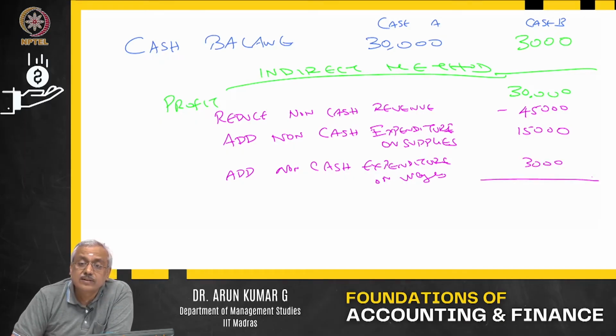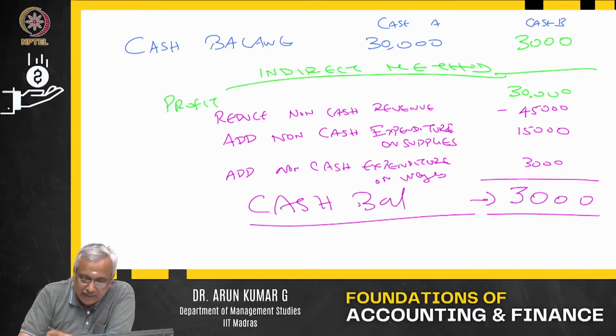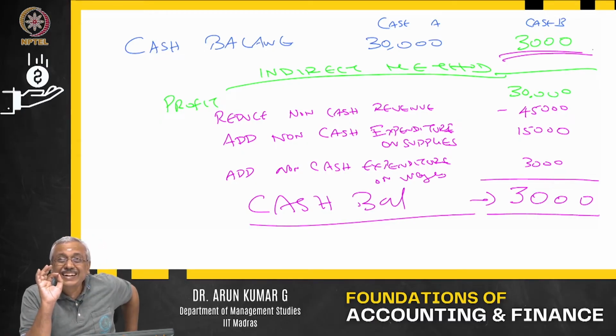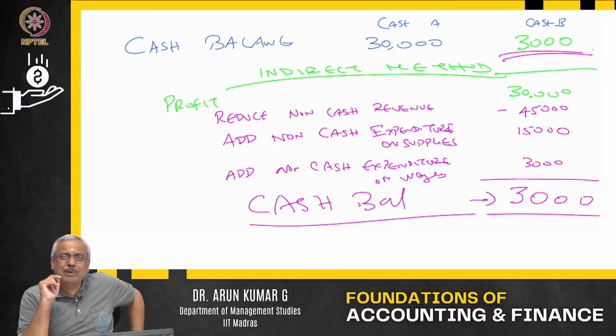So what is the cash balance? What do you have? Plus 30, plus 15, 45, plus 3, 48, minus 45. So what happens? Your cash balance, what you will have is the same 3,000 which we have arrived at here. This is what we call the indirect method. So what am I doing? I am using the P&L and adding back all the non-cash expenditures and non-cash incomes and then finally arriving at it. So why is the balance sheet required?